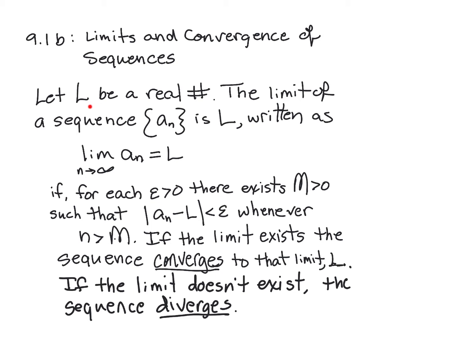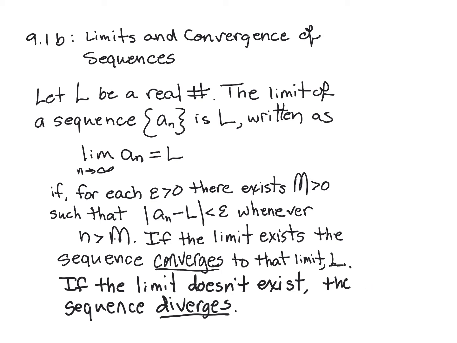L is just a big number. This is when you take the limit as n goes to infinity of your terms in your sequence. If you actually get a value, then the limit is said to converge, or the sequence converges to that value L. Now, the rest of the language here looks familiar.